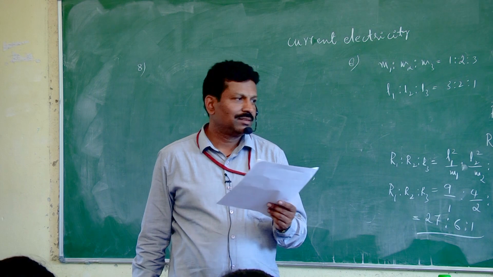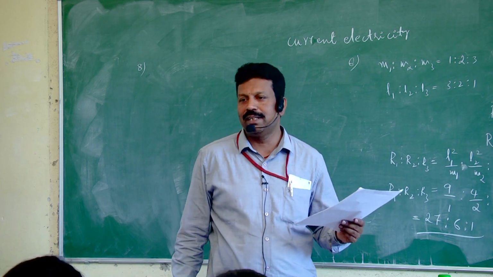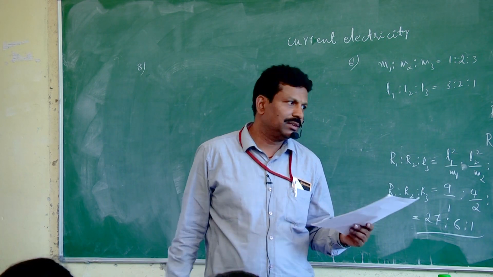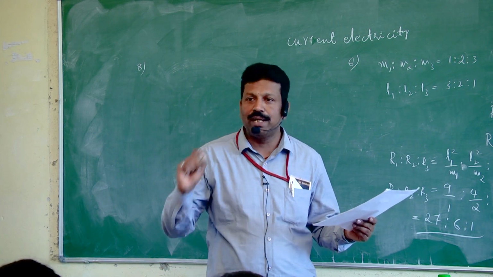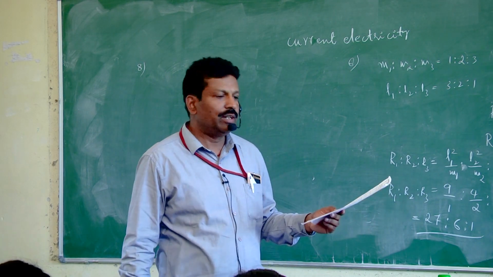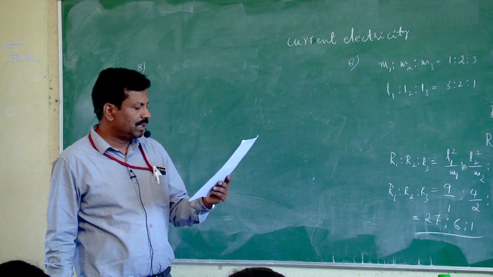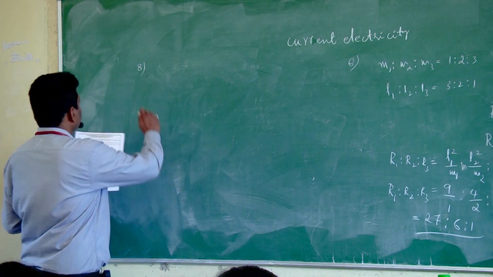Remains the same, because resistivity does not depend on length and area of cross section. It's a constant. Resistivity is numerically equal to the resistance of unit length and unit area of cross section. Therefore, no change. Next one, the 9th question.